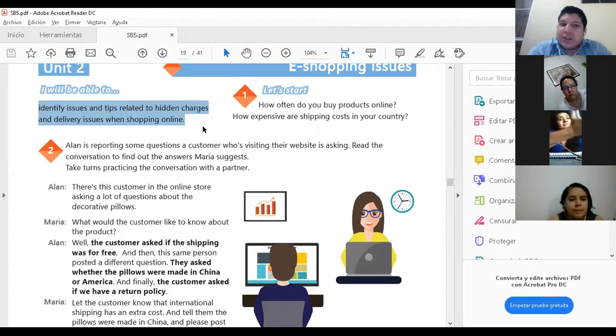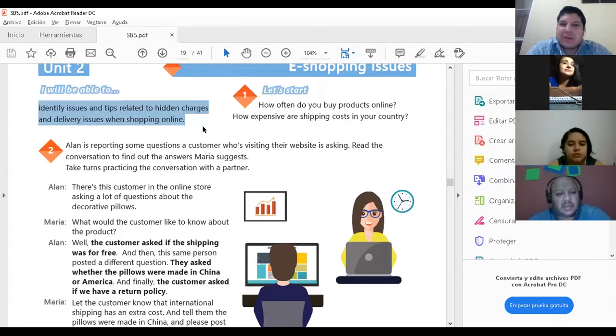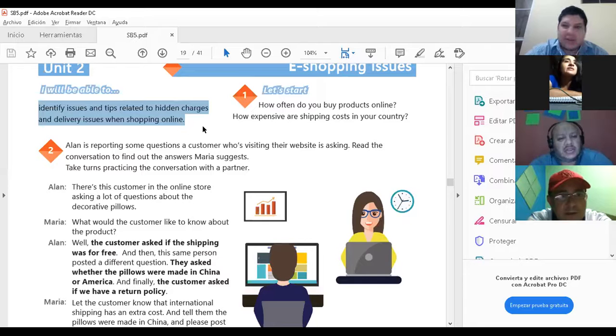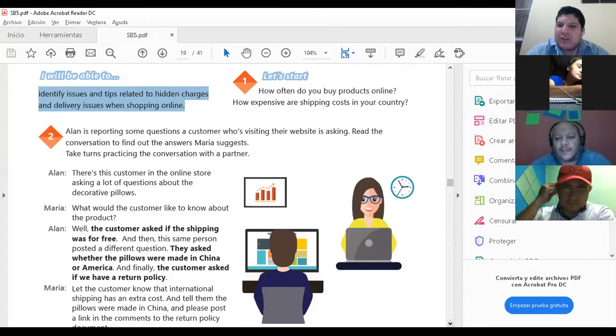Identify issues and tips related to hidden charges. Everybody. Identify issues and tips related to hidden charges and delivery issues when shopping online. Good. And a new vocabulary right here.